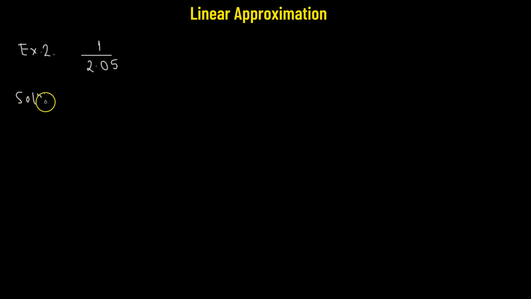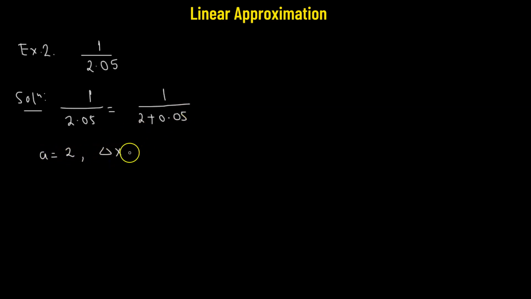Here, we can rewrite 1 over 2.05 also as 1 divided by 2 plus 0.05. So here we are going to consider the value of a to be equal to 2 and 0.05 is going to be the error. Now, if we look at our original value, which is 1 over 2.05, it has the form of the function 1 over x.